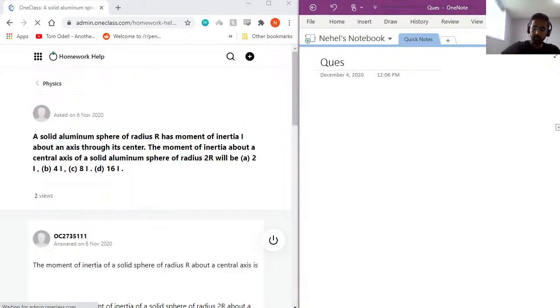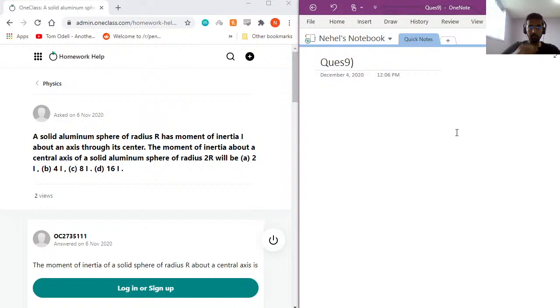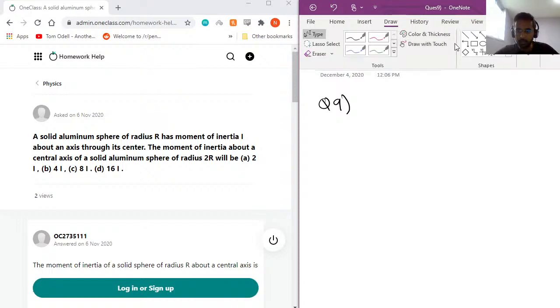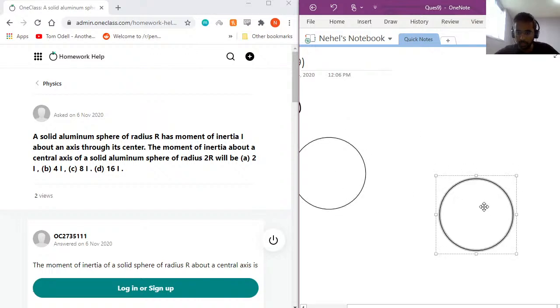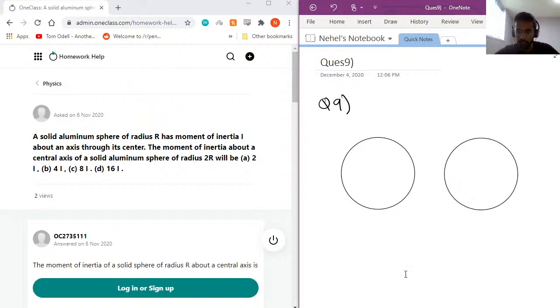Okay, so question number 9. A solid aluminum sphere of radius r has moment of inertia I about an axis through its center. The moment of inertia about a central axis of the solid aluminum sphere of radius 2r would be. So in this question we're given a sphere, let me just draw a circle actually. So for a sphere, this is the sphere of radius R.